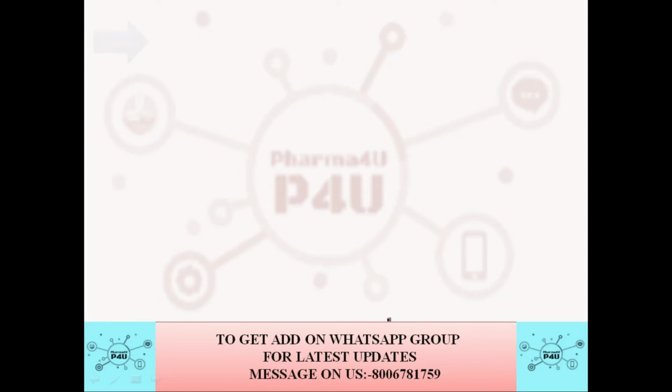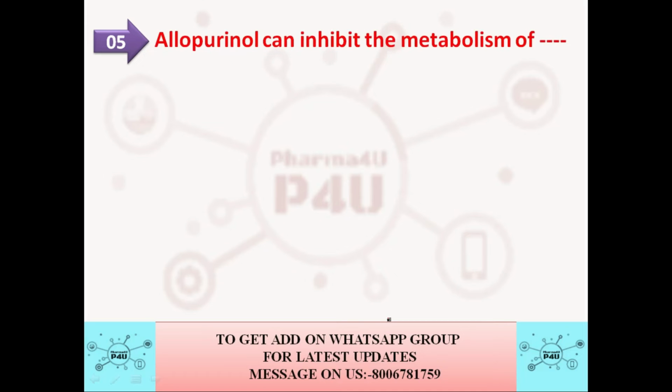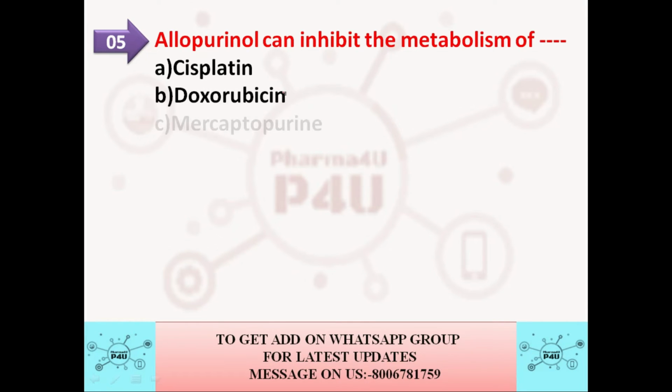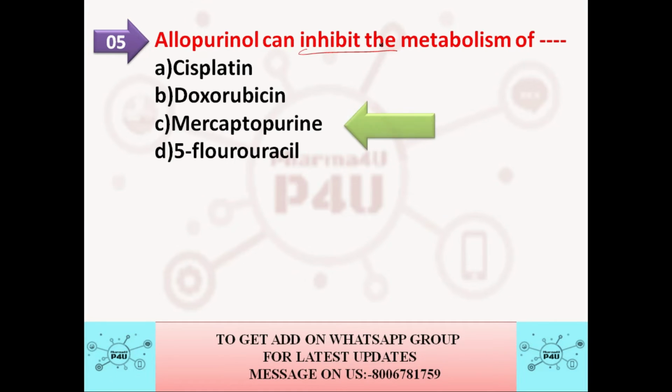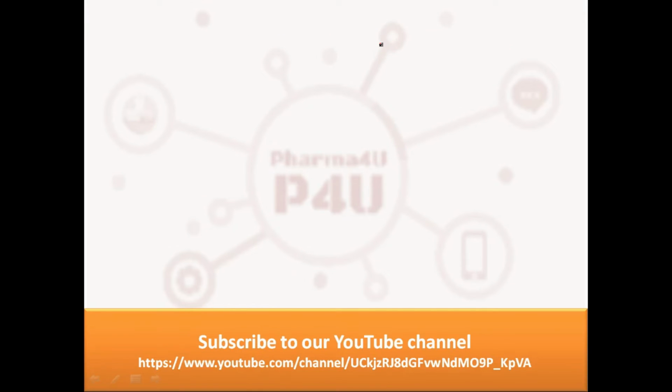Moving on to the next question: allopurinol can inhibit the metabolism of which drug? The options are: cisplatin, option B is doxorubicin, option C is mercaptopurine, option D is 5-fluorouracil. So allopurinol can inhibit the metabolism of mercaptopurine. Let's discuss with the help of explanation.